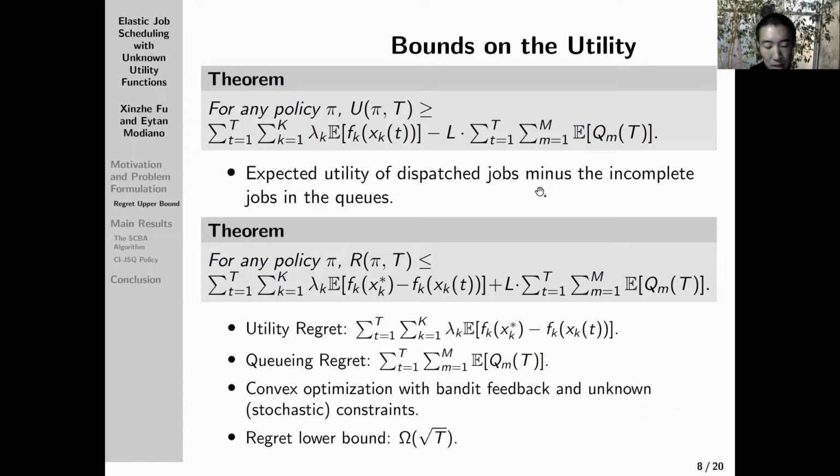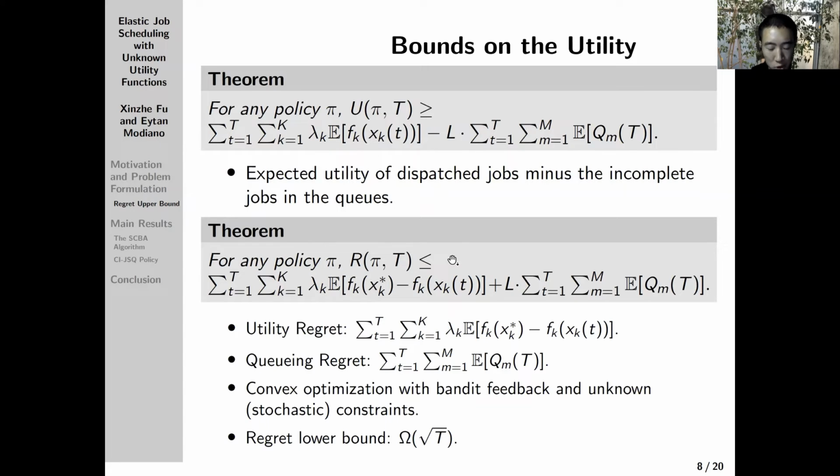Based on these two bounds, it follows that the regret of a policy can be upper bounded by the sum of these two terms. The first one, which we call the utility regret, is in a sense the gap caused by the suboptimal job size decisions. The second term we call queuing regret, which is composed of incomplete jobs in the queues. So intuitively speaking, if we can make s_k(t) close to x_k star, then the utility regret will be small, and the queuing regret will also be small since x star is in the stability region. Here x star is the optimal solution to the optimization problem P.